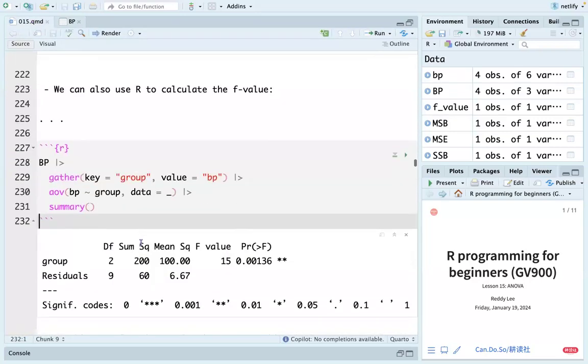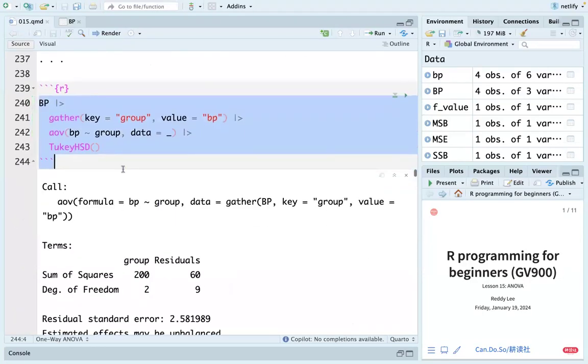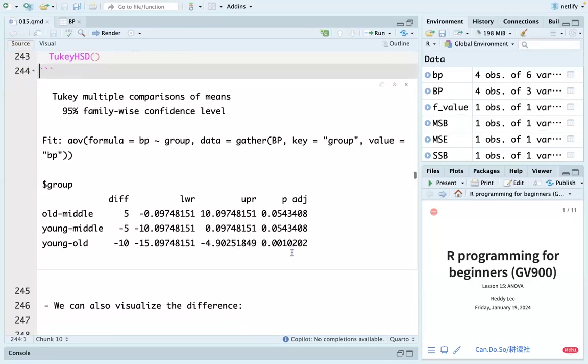We also have an R function, and this part is the same, and we use this TukeyHSD to check the difference. So we can say the old to middle difference, the p-value is 0.05, a little bigger than the 5% significance level. And young to middle is also a little bigger than the significance level. But young to old is quite significant.